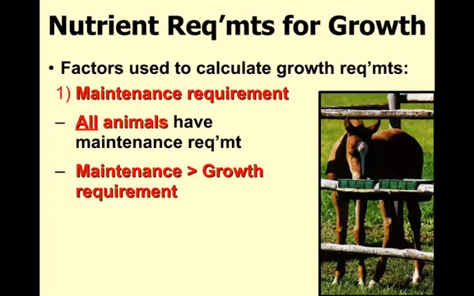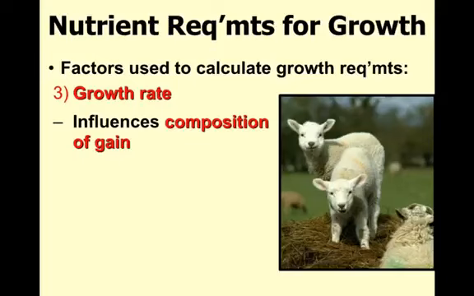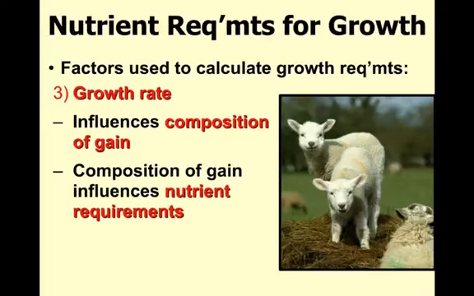Growth rate is another way that we use to calculate our requirements because that is a major influence on composition of gain. We talked about in the last video that increasing rate of gain usually increases fat deposition as well. So that growth rate can affect the composition of gain, and that affects nutrient requirements. So there are time periods where we don't want to push our animals for maximum growth.